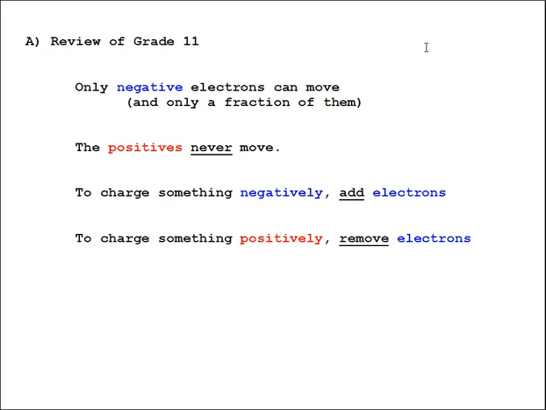The positive protons that are in that nucleus, they never move. They are stuck in that lattice that makes up the metal, and they're rigidly held. They can't move at all. If you've got a piece of metal and you want to charge it negatively, go ahead and add some electrons. If you want to charge a piece of metal positively, you can draw plus signs on it, but we actually accomplish that by removing electrons.